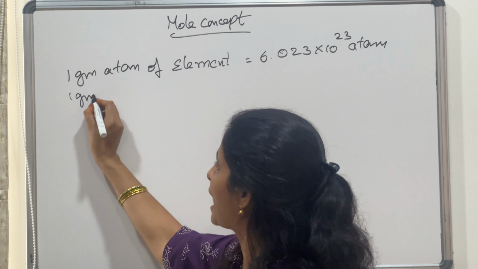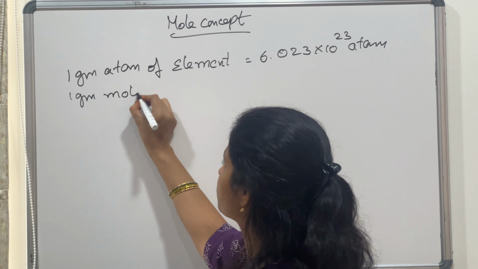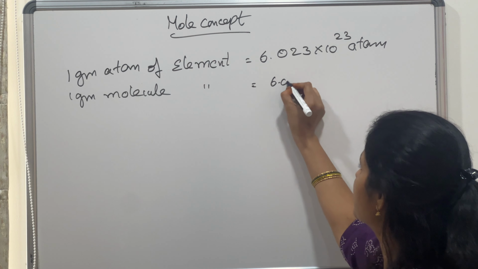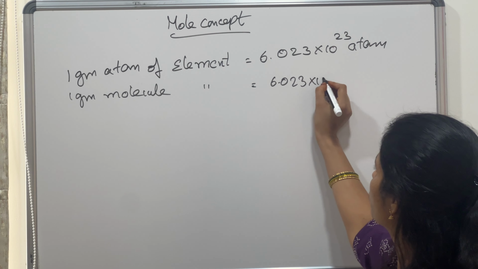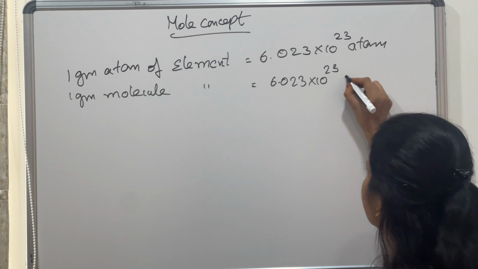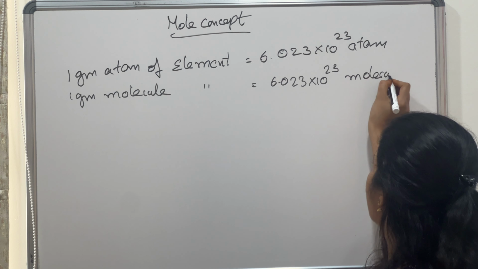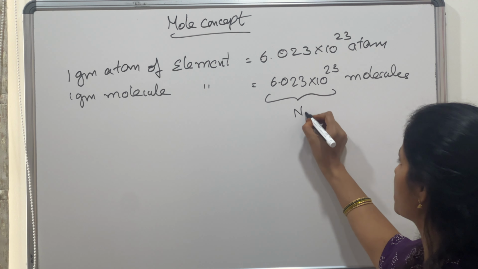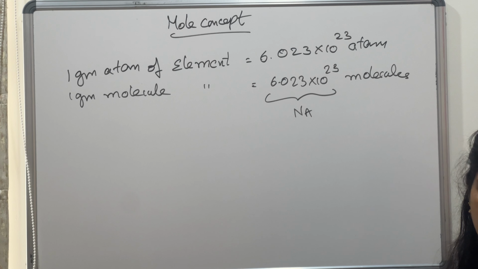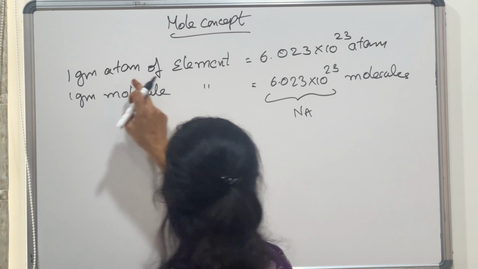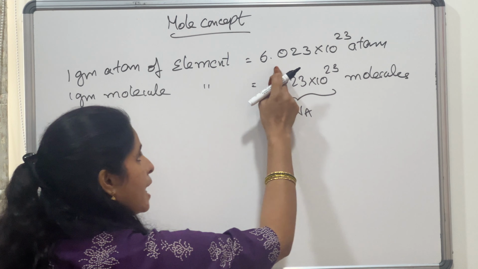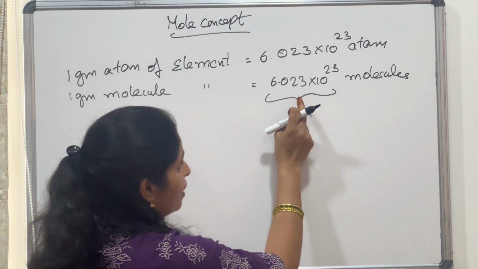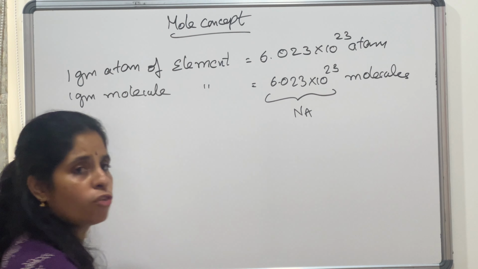Similarly, 1 gram molecule of any element contains the same 6.023 into 10 power 23 molecules, and this is known as Avogadro's number, which is represented by Na. 1 gram atom contains Na number of atoms, and 1 gram molecule of any element contains Na number of molecules.